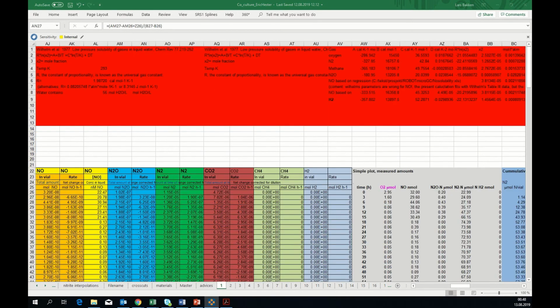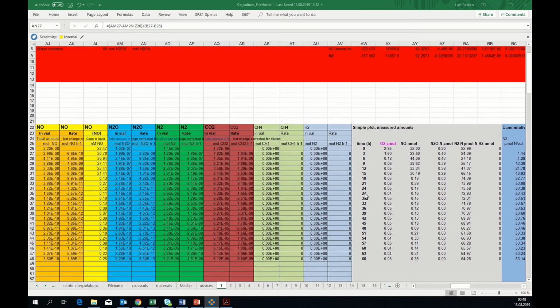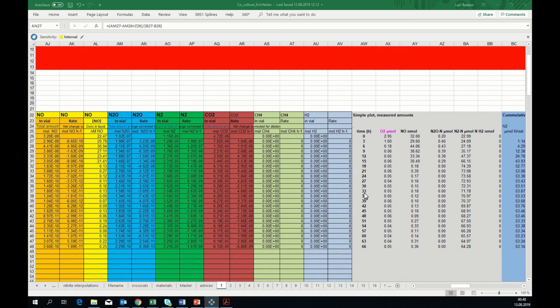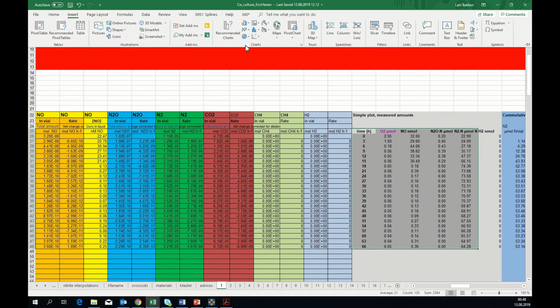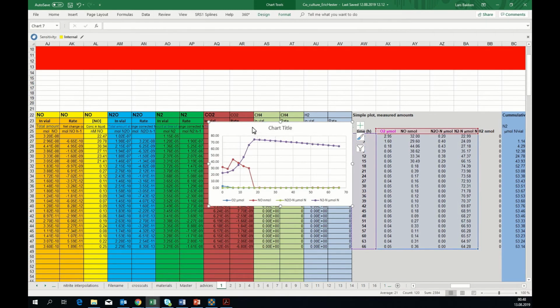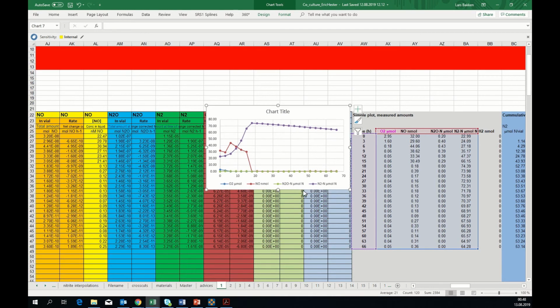Further to the right, you find something called simple plot, which is a very useful table because it allows you to inspect and get an overview of the experiment. What you can do with this is to make a simple graph out of it by marking the area like this, and you insert an XY graph. Make sure that you include the titles so you get the titles in the graph, and here you are with the result.